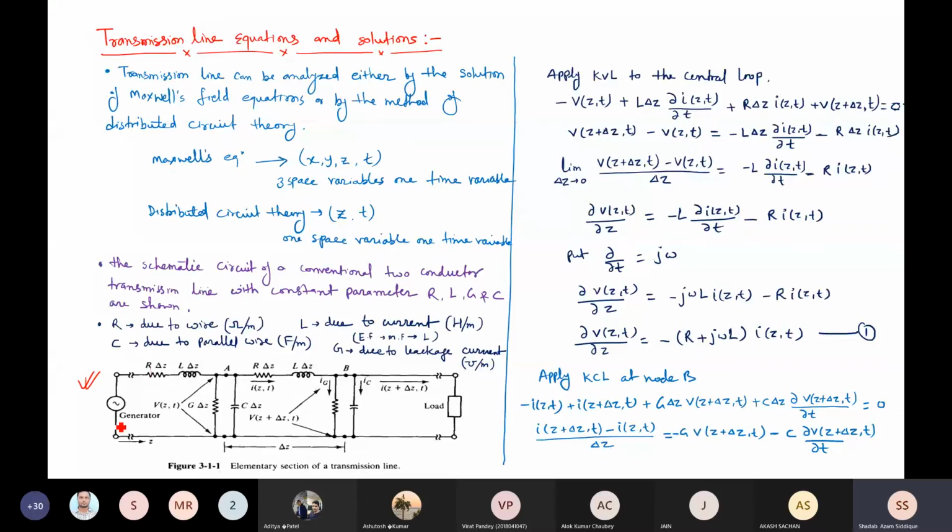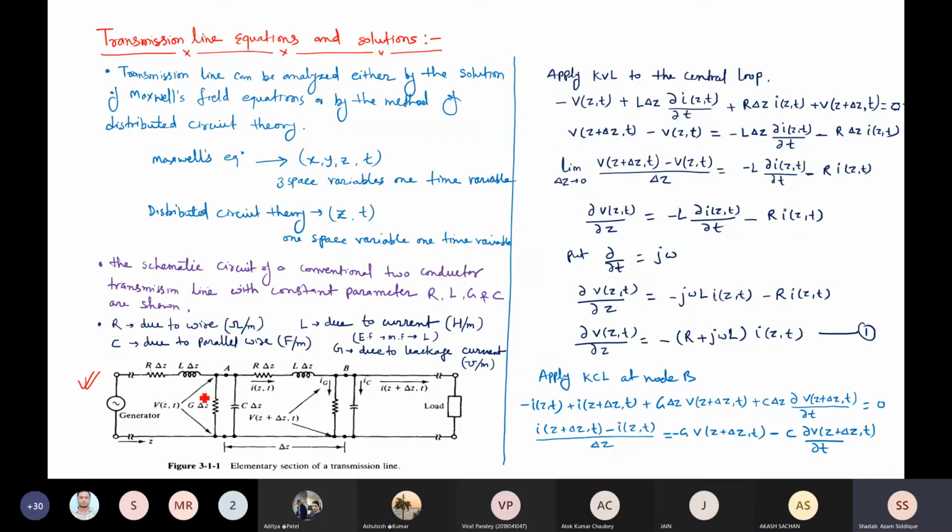The electric field generated from this generator causes a magnetic field, and the magnetic field causes the current, and the inductance comes into the picture. The capacitance is due to the two parallel wires which are used, and G is due to the leakage current. Some leakage current will be there, so to represent this leakage current we use G here.